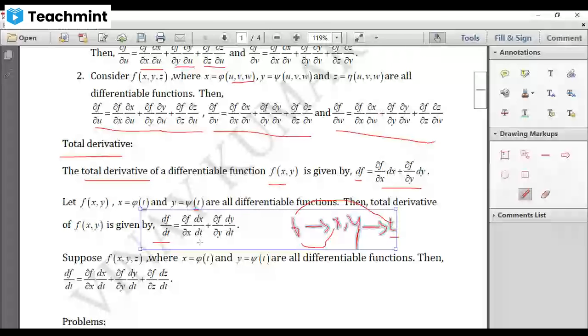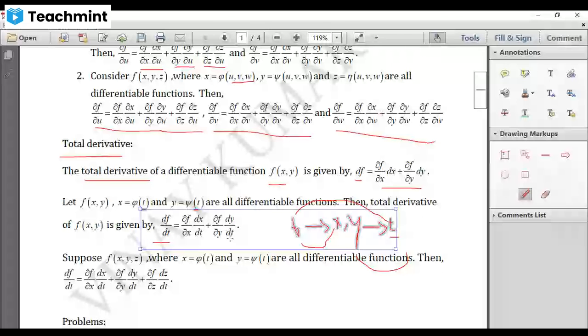Next, plus ∂f/∂y into, your y is also a function of t alone. Therefore, the rate of change of t makes complete change in y, into dy/dt. So what is your formula? df/dt is equal to ∂f/∂x into dx/dt. Why are you writing total derivative? Because your x is a function of one variable only. Plus ∂f/∂y into dy/dt, because your y is a function of t alone, whereas f is a function of two variables.